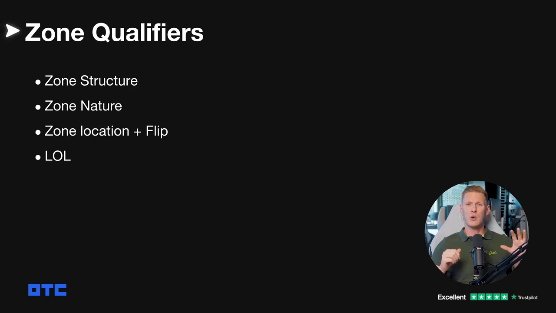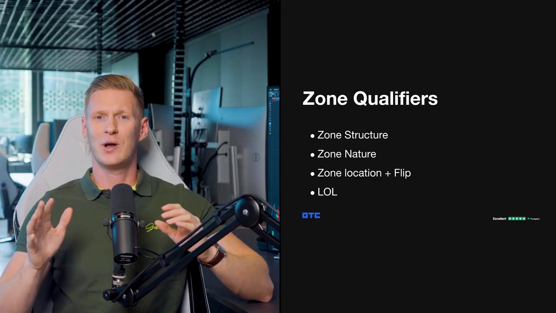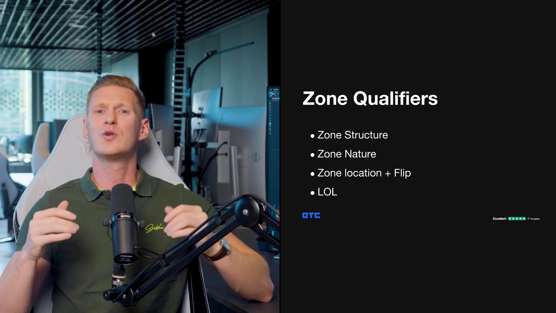Welcome back to Module 2 of the OTC Blueprint course. In this lesson, Lesson 6, we are diving into an essential topic, zone qualifiers. Zone qualifiers allow us to systematically evaluate and rate the quality of a zone, so we can prioritize the best opportunities and avoid weaker setups.